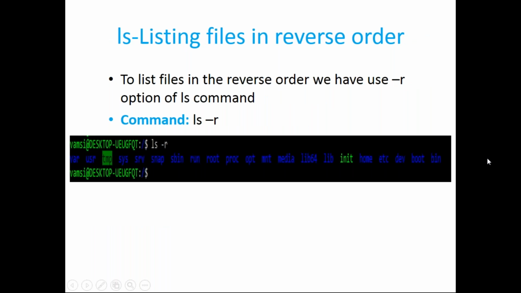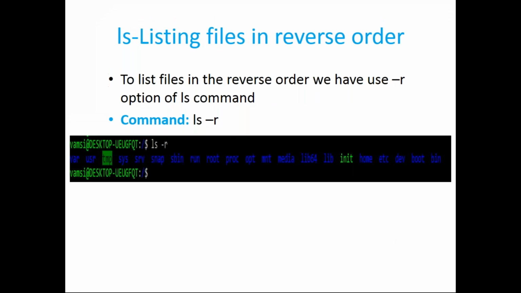And if you want to reverse the order, you can use an option called -r, which is nothing but to reverse the order of the listing. See, I'm typing just ls space -r, where var came first and bin went to last, right? This is how you reverse the order, by using ls space hyphen r.